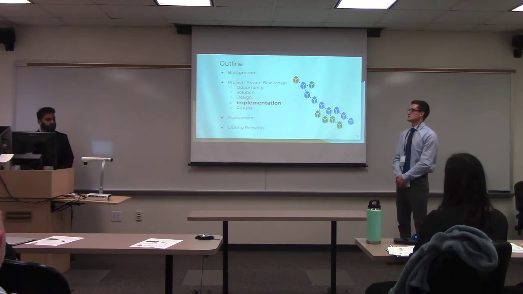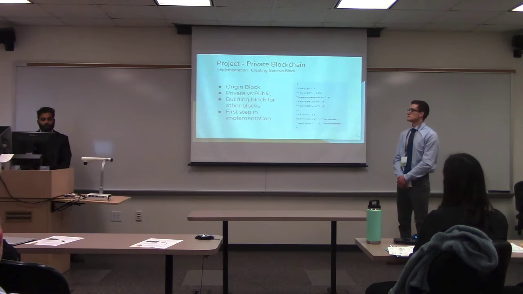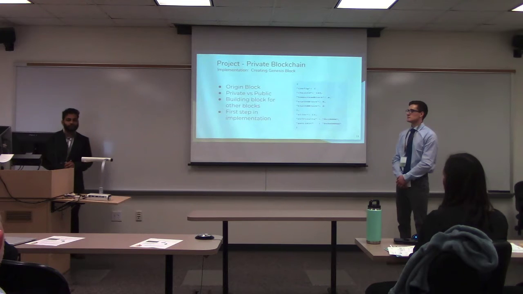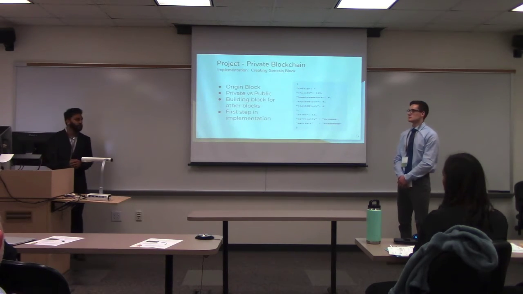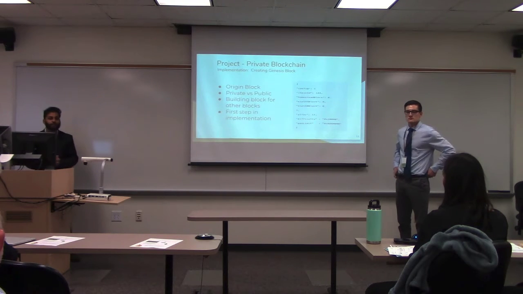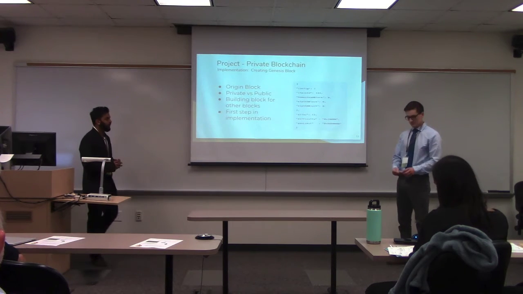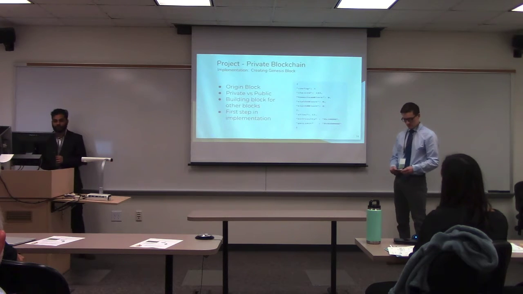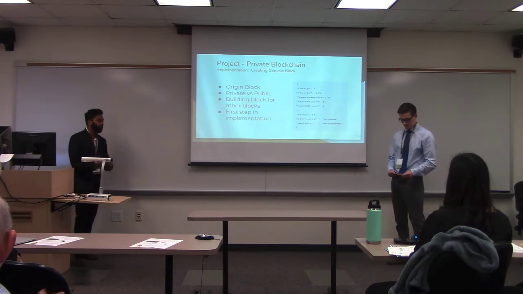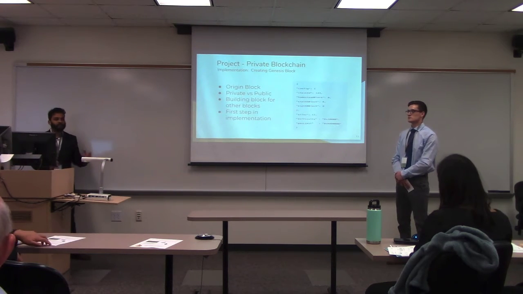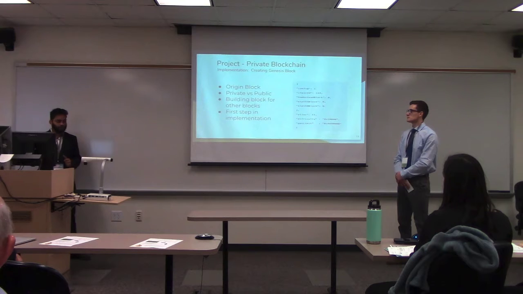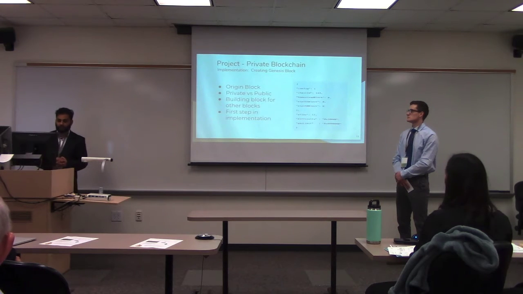All right, we'll start by talking about how we implemented and went about completing this project. So what we had to start with first is creating the genesis block. Basically, the genesis block is the origin block of the blockchain. Like Zach said previously, the blockchain happens when it takes the information from the previous block and uses that to build the next block. So this is what the blockchain consists of, the building block of it.